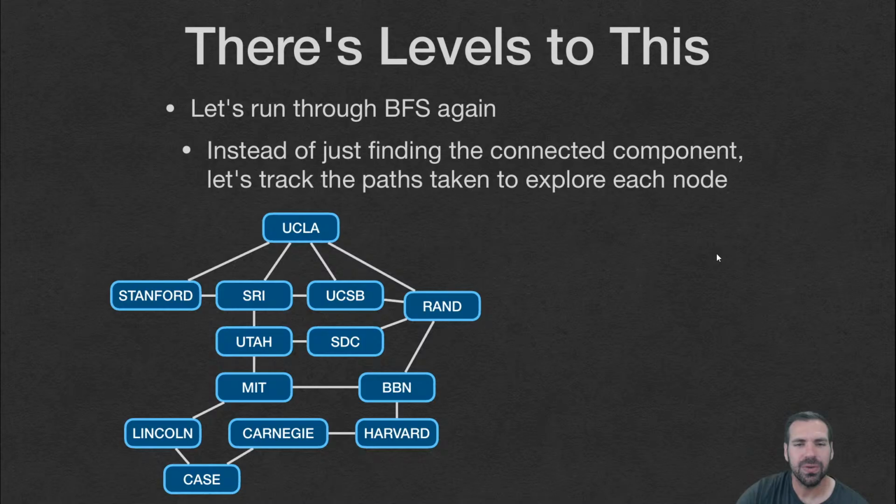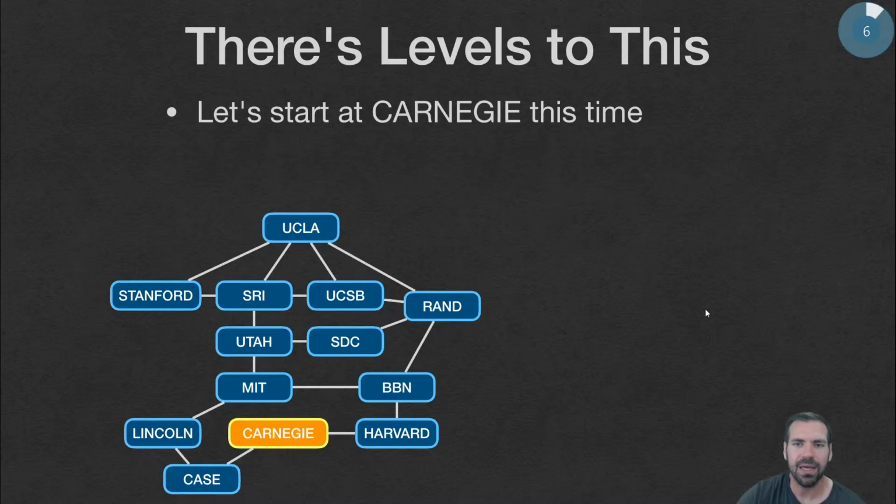So we're going to run breadth first search here, and this is the full graph visually. Let's run breadth first search and start at Carnegie. What we're going to do is explore the neighbors of Carnegie, then the neighbors of the neighbors, then the neighbors of the neighbors of the neighbors, and just keep going until we've explored all the nodes. So we're going to start at Carnegie and explore its neighbors.